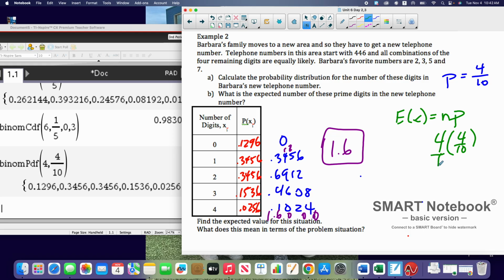4/10. So if I did this, 4 times 4 is 16. 1 times 10 is 10. What's 16 divided by 10? Why didn't we just do that? Because we can do it both ways.